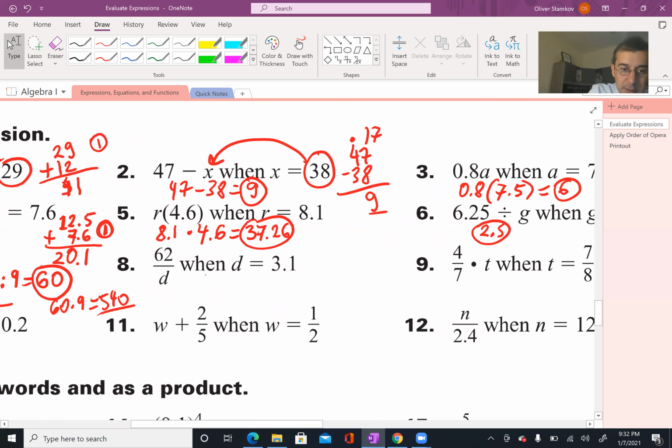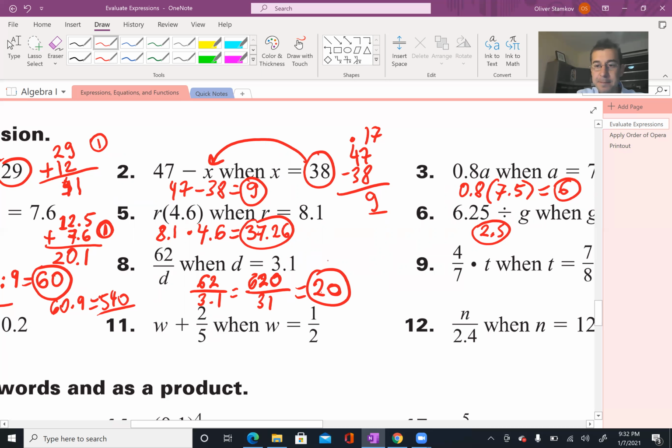Next one, 62 divided by d, where d is 3.1. This is the same thing as 620 divided by 31. 62 divided by 31 is 2, because 2 times 31 is 62, and then there is a 0 here, so we write the 0 down. So it's 20.